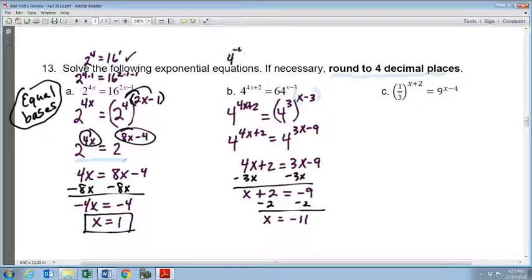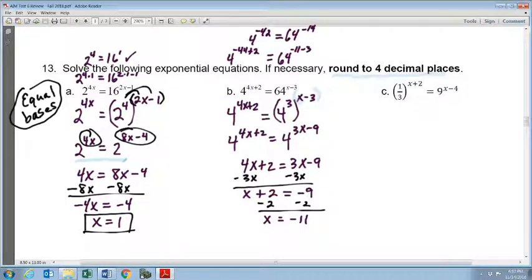So again, let's plug in negative 11. This one's kind of a pain, a little bit more than normal. On the left side, we have negative 4 times negative 11 is negative 44 plus 2. On the other side, we're going to have negative 11 minus 3. So we're going to end up with 4 to the negative 42 power is equal to 64 to the negative 14 power.